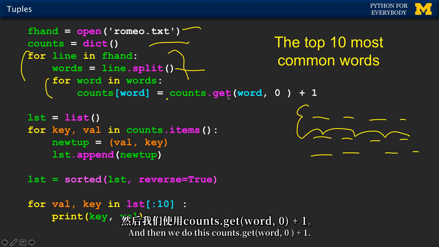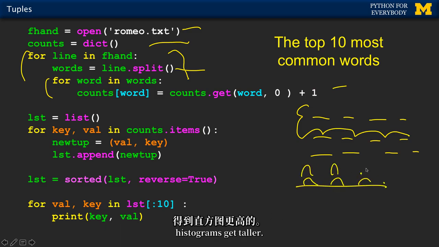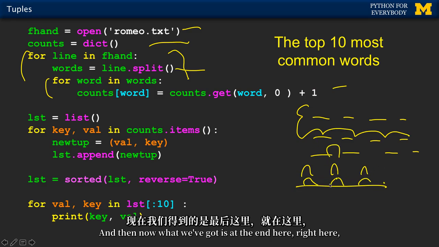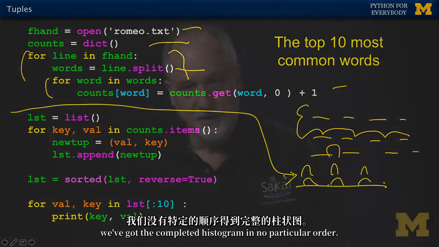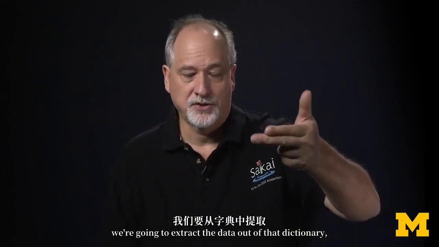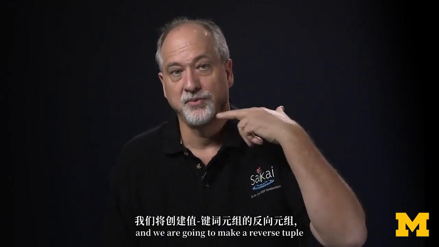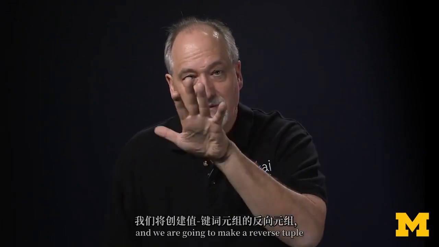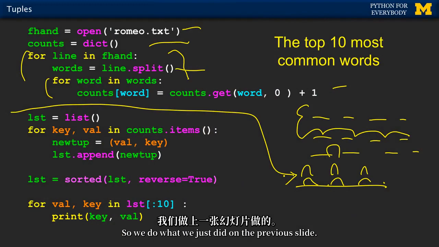And then we do this count get word 0 plus 1, and that creates our little set of histograms based on each word, and the histograms get taller. And now what we've got at the end here is the completed histogram in no particular order. So now we're going to extract the histogram data out of the dictionary, and we're going to make a reverse tuple, a value key tuple instead of a key value. So we do what we just did on the previous slide.